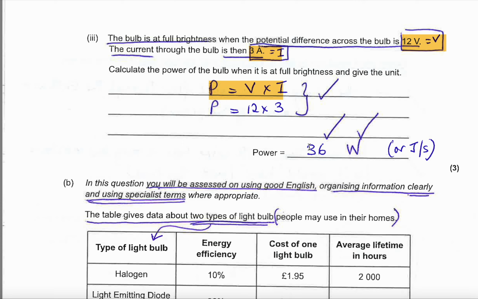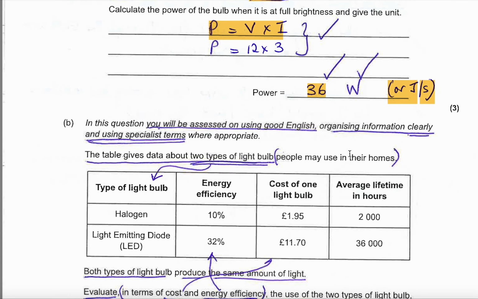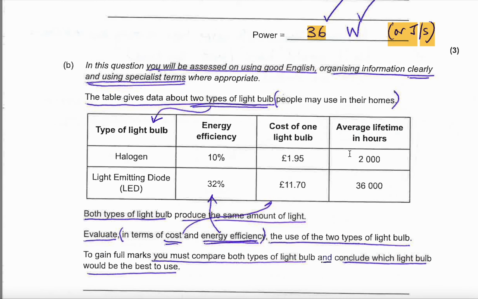12 times 3 becomes 36, and this time you get a mark for the units because they haven't given them to you. You could put watts, or you could put joules per second, because watts is actually joules per second. You need to put both if you don't put watts. So those are a combination of units you could use.